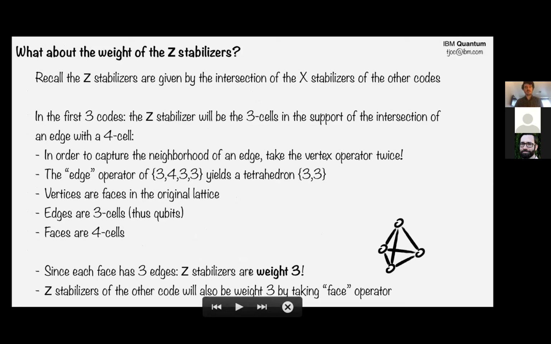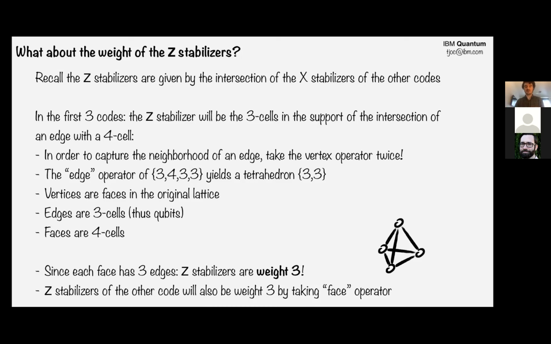And then you can just, by going through the process, determine that the Z stabilizers of this code are actually going to be weight 3 objects. So maybe I won't go into the details of this calculation. So you have weight 24 X stabilizers and weight 3 Z stabilizers.